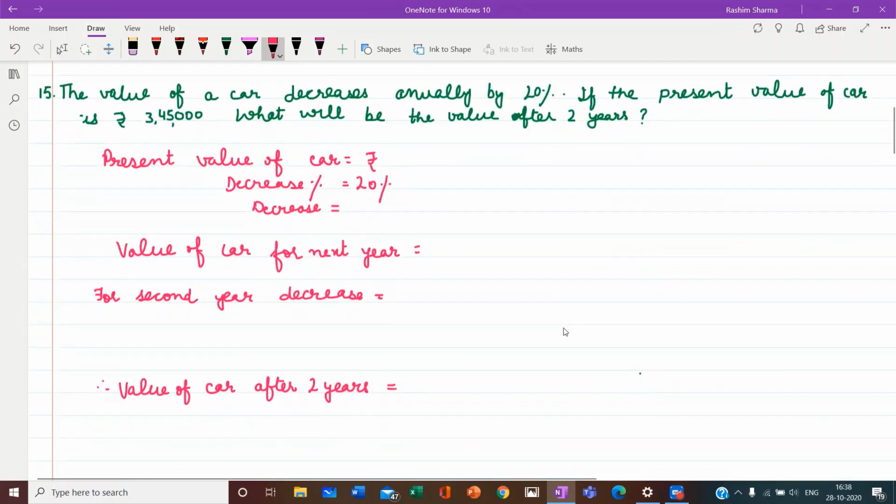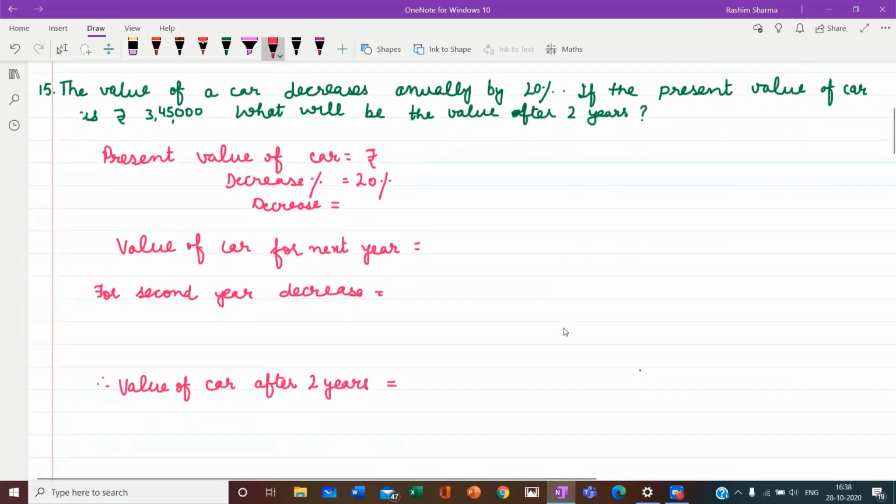Okay, the value of a car decreases annually by 20%. If the present value of the car is rupees 3,45,000, what will be the value after 2 years? Now we have here present value of car is rupees 3,45,000 and decrease percent is 20%.